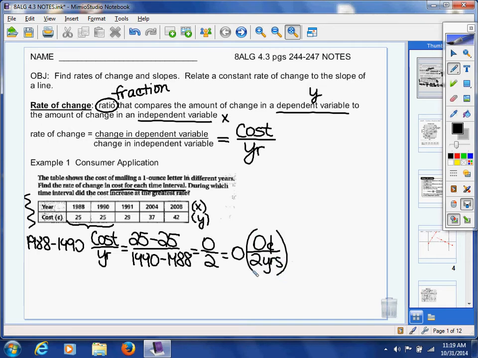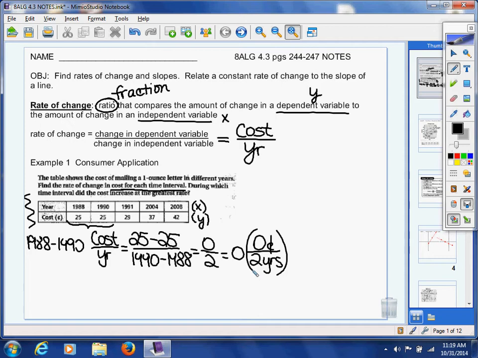In case you were like, I'm not sure where the 0 came from. I know that 0 divided by 2 is 0, but I don't know what it means. That's what it means. That your cost changed 0 cents, so it remained the same for 2 solid years is what happened here.